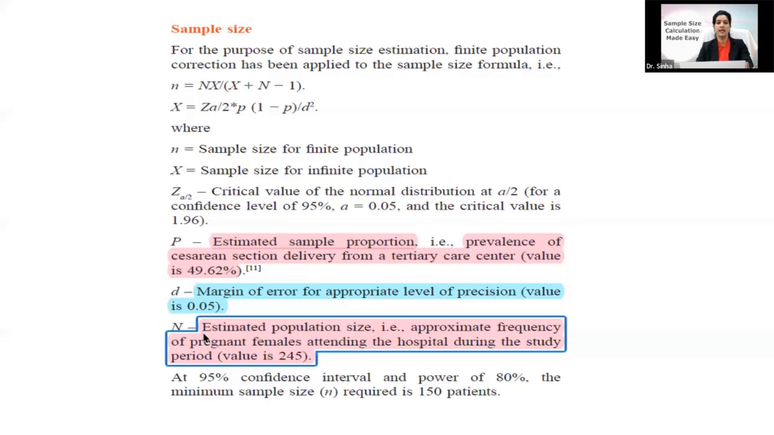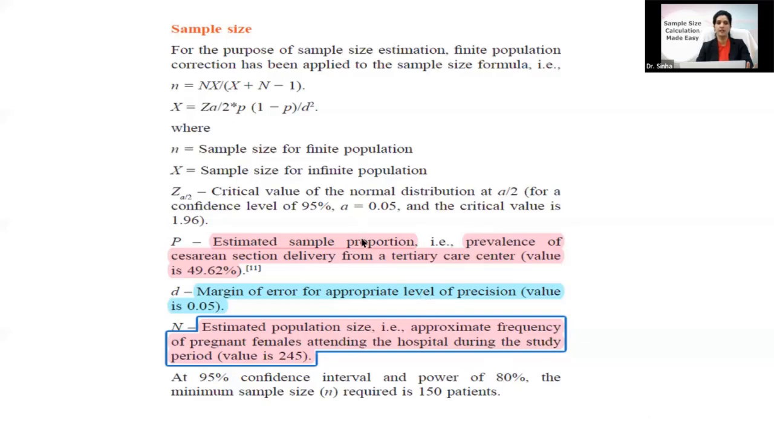And then you can see the N. So the estimated population size, he has written that the pregnant females attending the hospital during the study period is 245. So he has given the finite population. And then he has written the 95% confidence interval, power, and all. Okay. So we will see again all these.